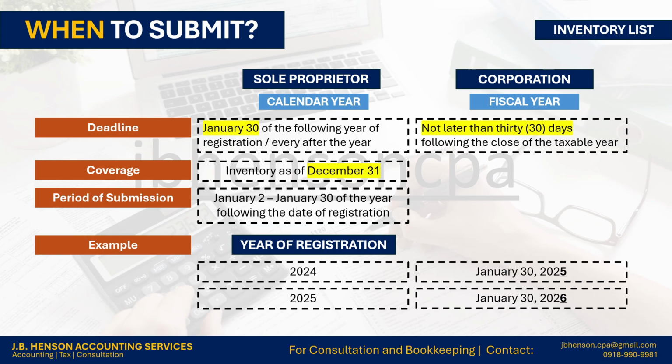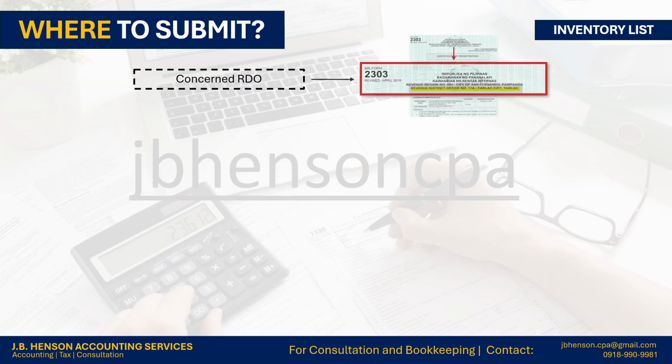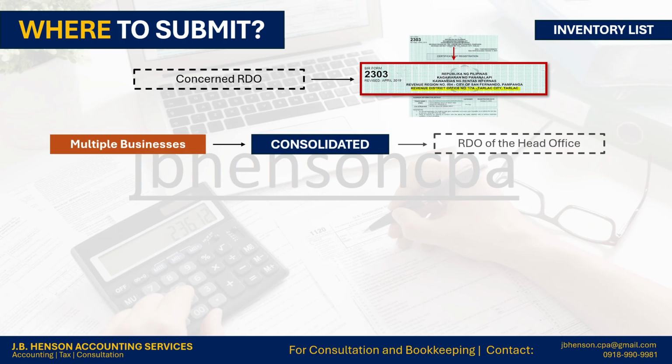So we will submit on our concerned RDO where we can see through the top part of our certificate of registration. Then for those with multiple businesses or branches, we do report as consolidated, therefore submitting it to the RDO of the head office. But you may also confirm with your RDO if you can comply separately for different branches, or you have to make it received by the different RDOs as well.